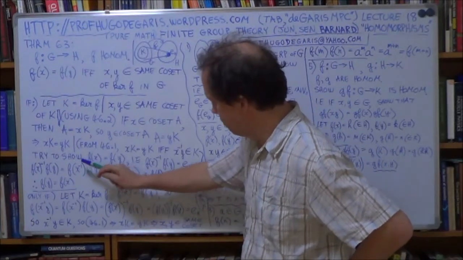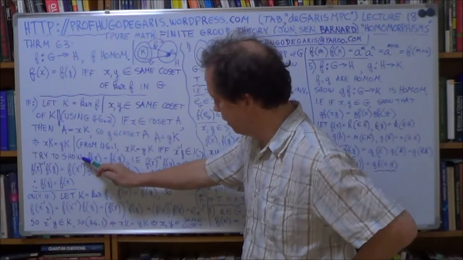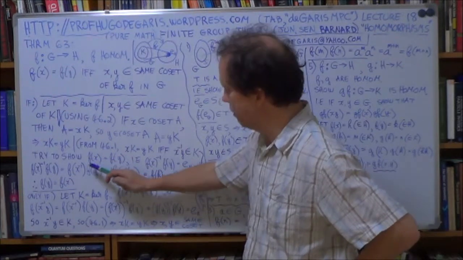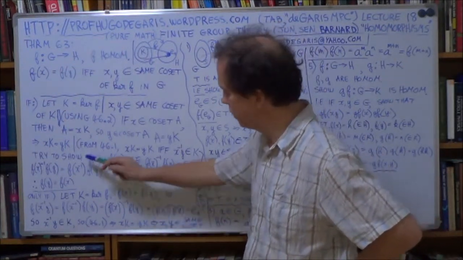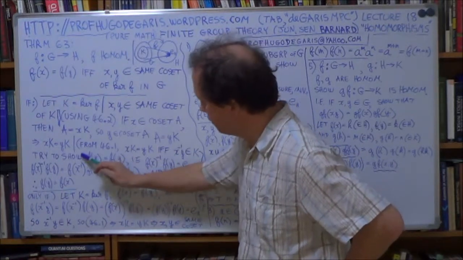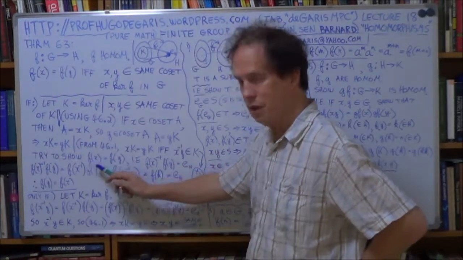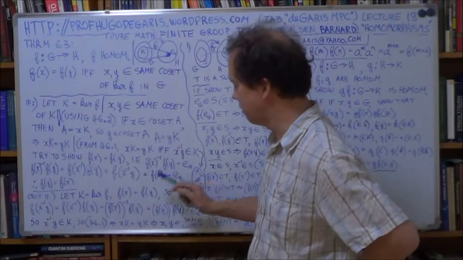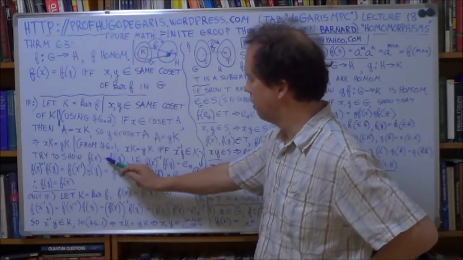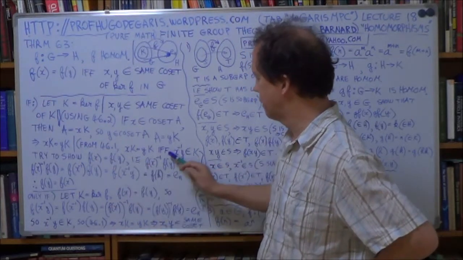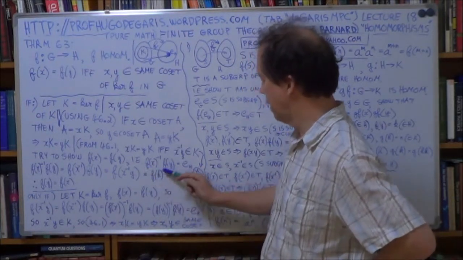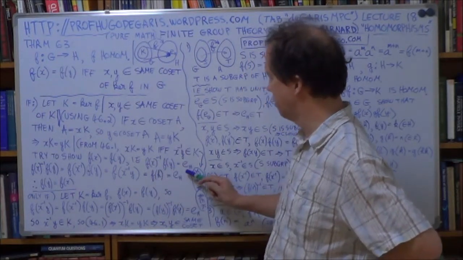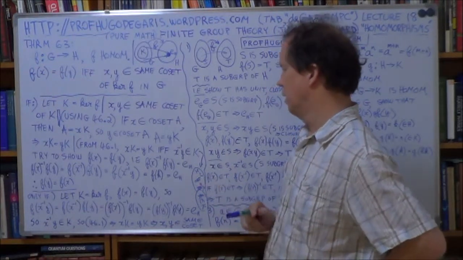Well, multiply on the left-hand side of both sides by the inverse of f of x. So if I do that, I'll get the inverse of f of x times f of x. That's just e of h. They just cancel. And here I'll get the inverse of f of x times f of y. So that must be equal to e of h.